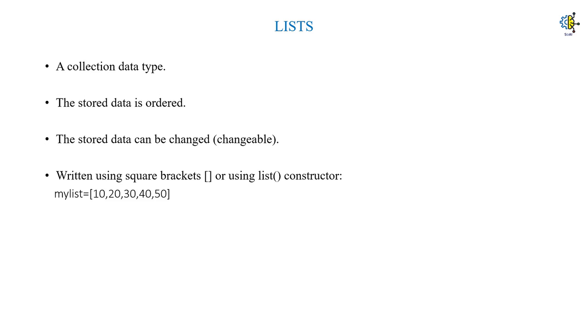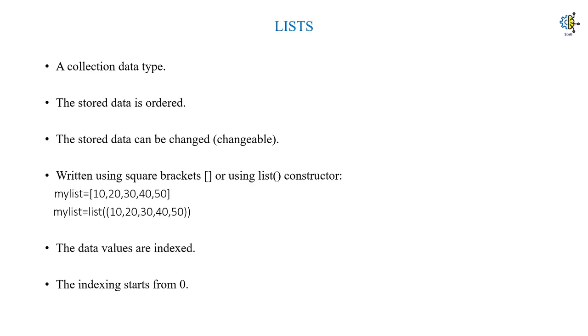For example, here I have an example list called MyList and I am storing the values 10, 20, 30, 40 and 50 within square brackets as shown. I can also do the same thing using the list constructor as follows. Mind you that using the list constructor means that you have to use two round brackets instead of the square brackets. The data values which are stored within lists are indexed, and we know that indexing starts from 0.